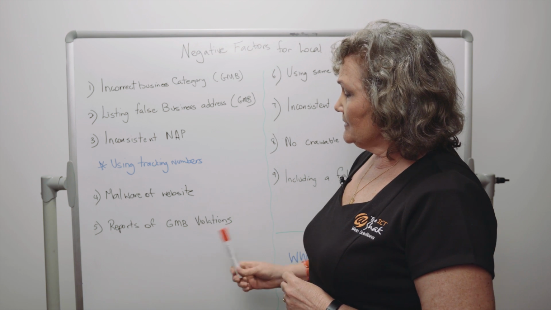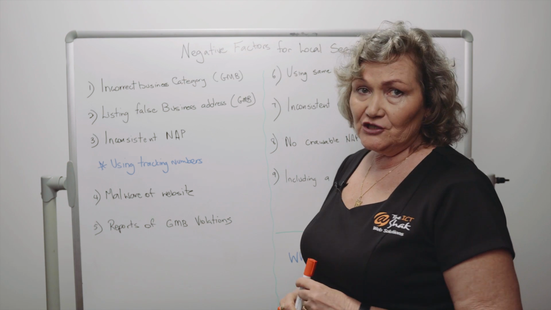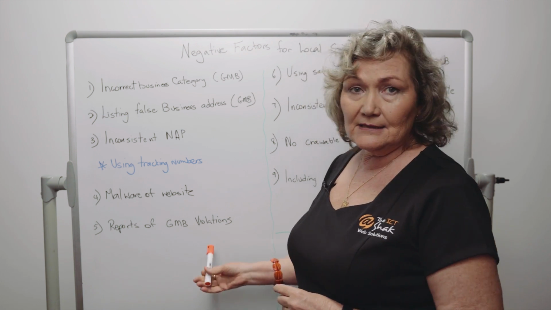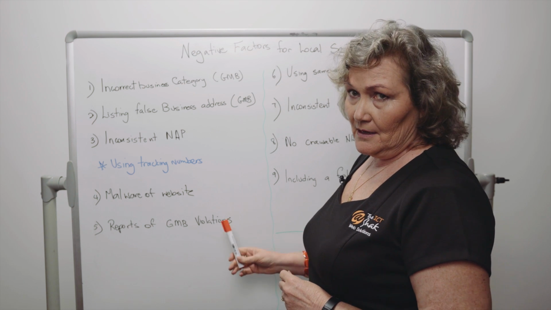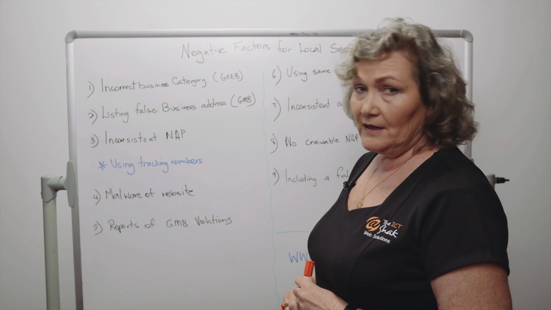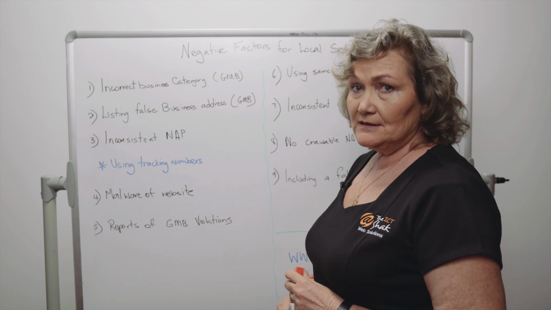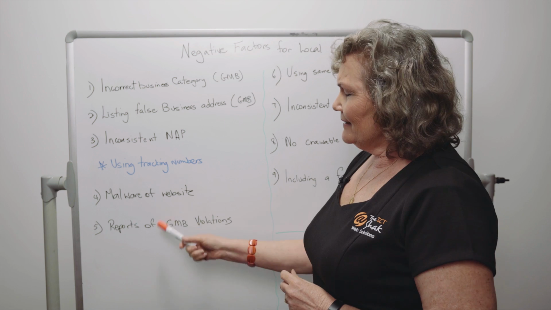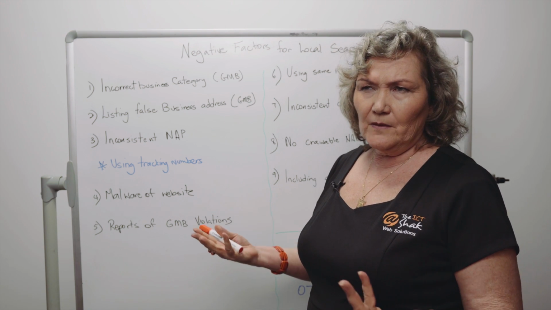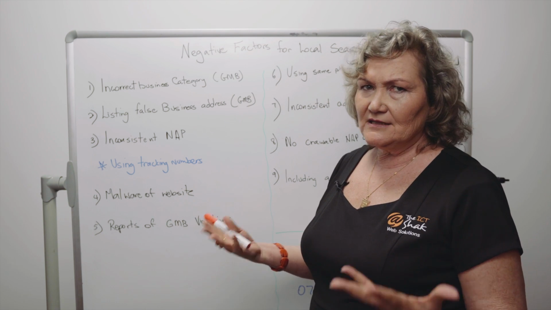The next one is reports of Google My Business violations. You can get a list of the Google My Business rules and standards from the Google My Business website, and just make sure that you conform to their rules for your Google My Business ranking, because there are other search engines around, but to be honest, Google and Google My Business probably have the highest results for small businesses.